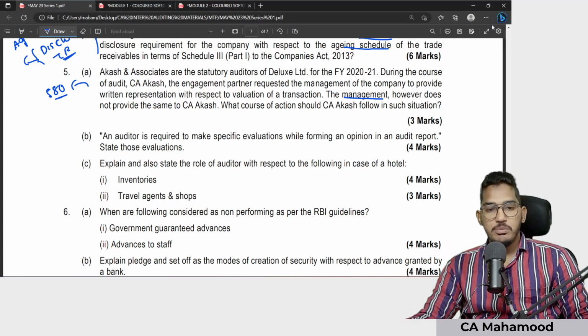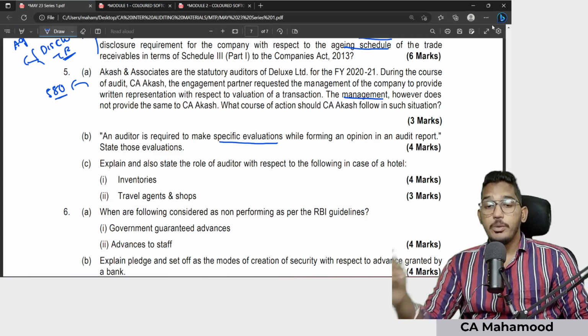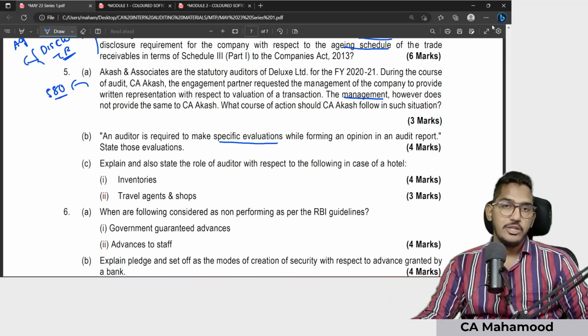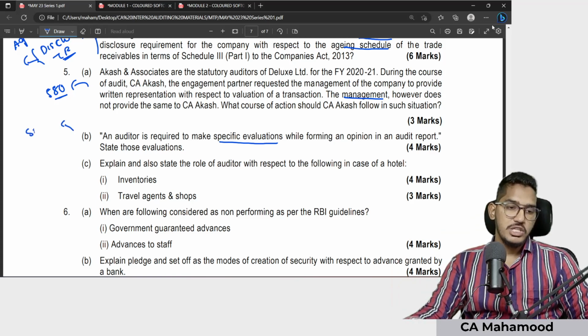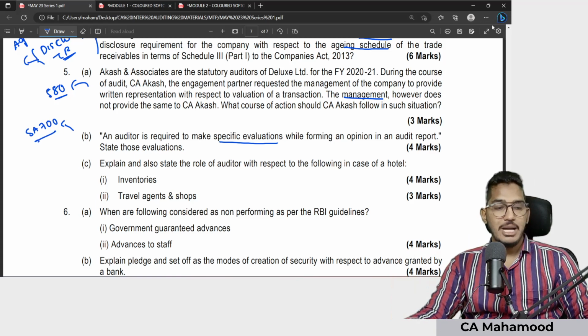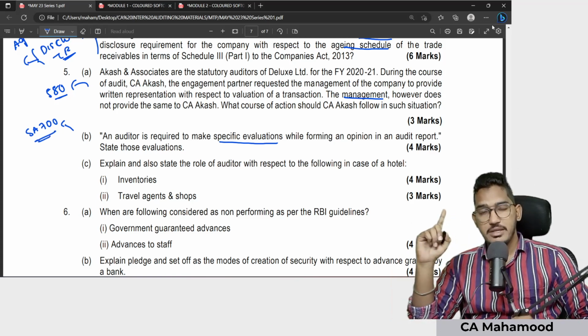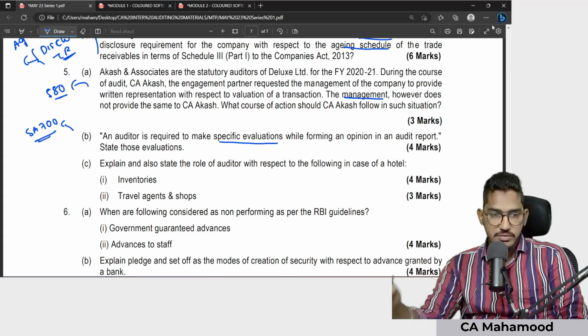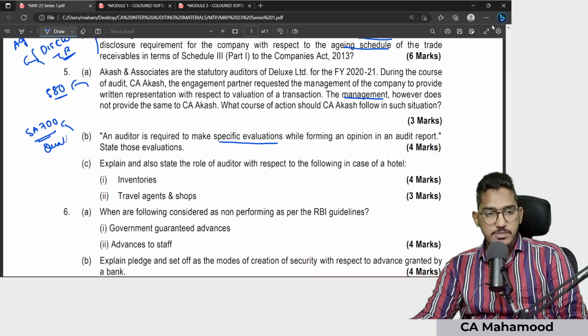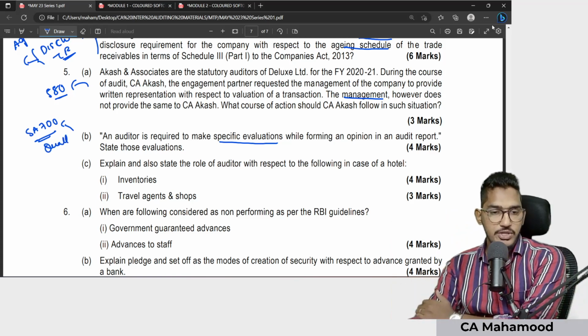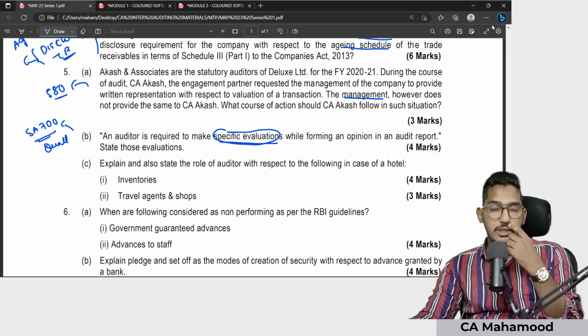Next one. Now let us come to the second question. An auditor is required to make specific evaluations while forming an opinion in the auditor's report. State those evaluations. Nothing but this question is from SA 700 audit reporting chapter. As we know, in order to obtain reasonable assurance, auditor need to make two kinds of evaluation. One is qualitative aspects evaluation and the other one is specific evaluations. So you are required to write specific evaluations.